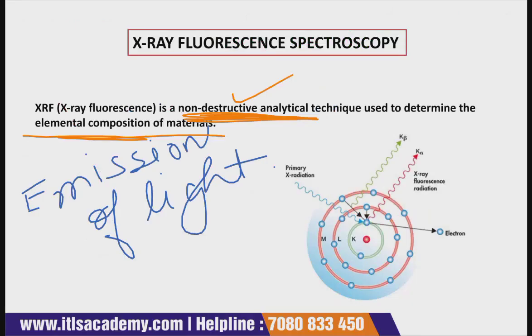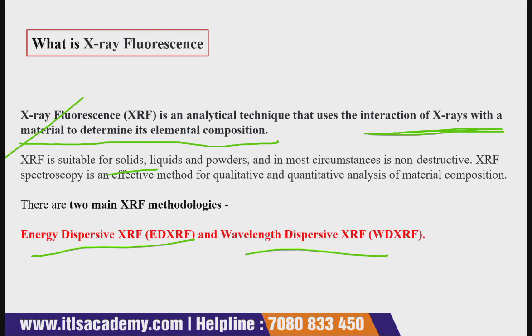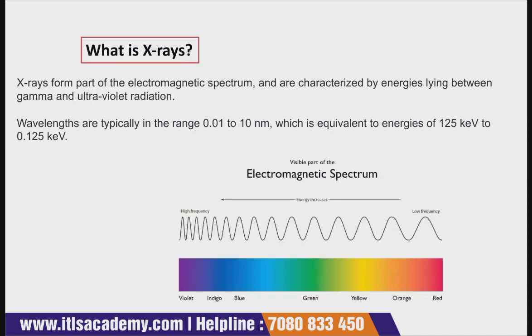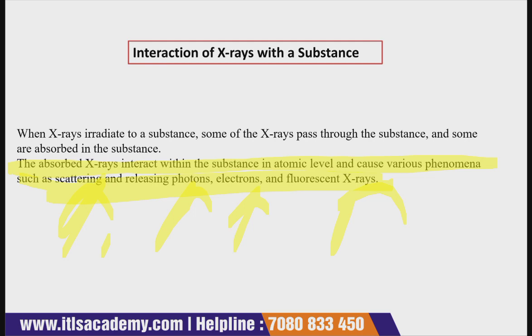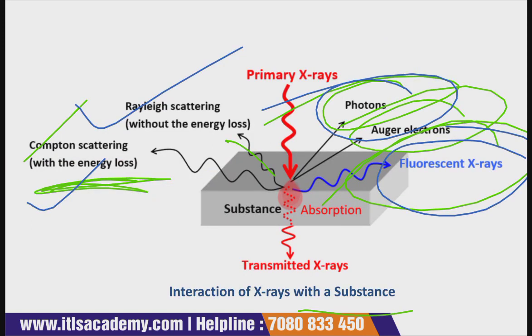In the second part I will be discussing the details of the two methodologies and the history of X-ray fluorescence spectroscopy. Now comes what you understand by X-ray. In MCQs in examinations they can ask you the ranges also, so you have to know the ranges of wavelength and the equivalent energies. Then they can ask you how X-rays interact with substances and to explain with the help of a diagram. So this is a diagram to explain how the interaction of X-rays takes place with substances.